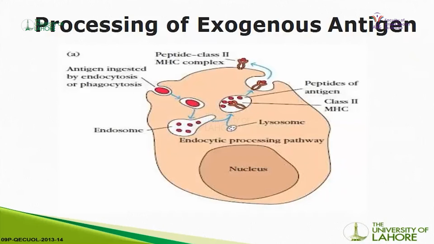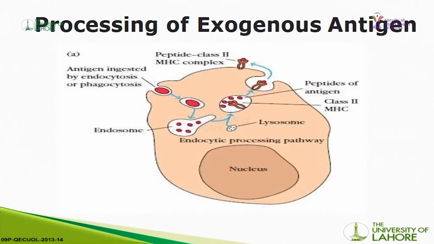Lysosome is the cytoplasmic organelle which contains acid phosphatase and hydrolytic enzymes. These hydrolytic enzymes play a role in the degradation of antigens, the conversion of the whole antigens into peptide fragments. These peptide fragments are called antigenic peptide fragments. Then these peptide fragments will be adjusted on the MHC class molecules, and the complex of MHC class molecules and antigen will be exported to the surface of the APC.